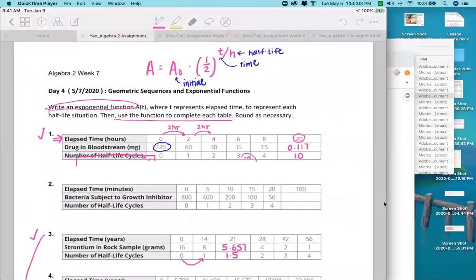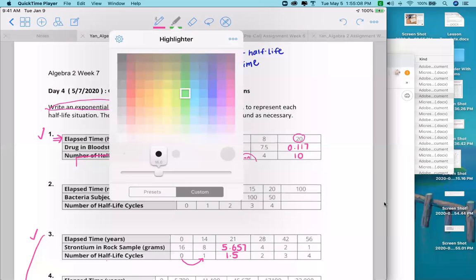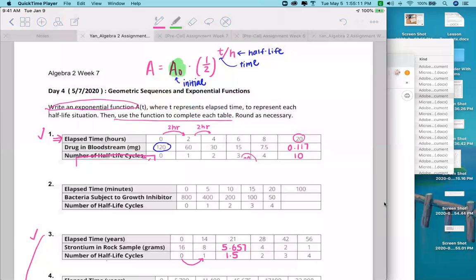So initial, remember we like to do initial in like a green color. My initial in this case, like how much bacteria is in there right now, would be 800. That's my starting amount. And then we're always gonna take half, half, half. So we went from 800 to 400, 400 to 200. But how long does it take to get to that point? How many hours does it take to get to half of it?